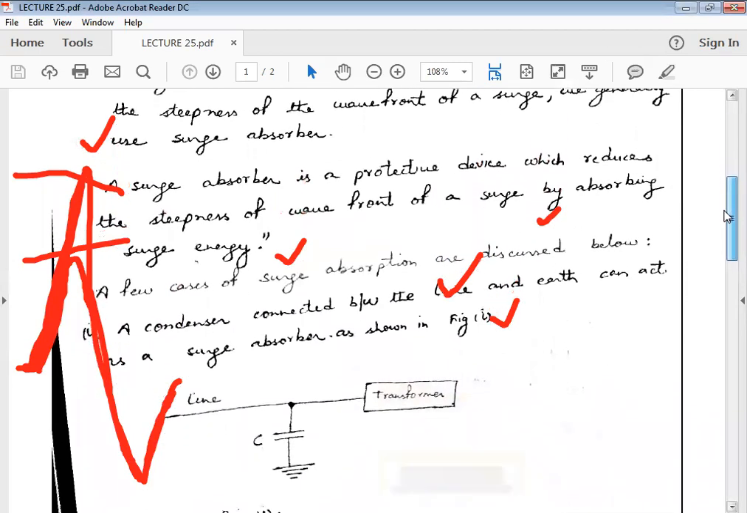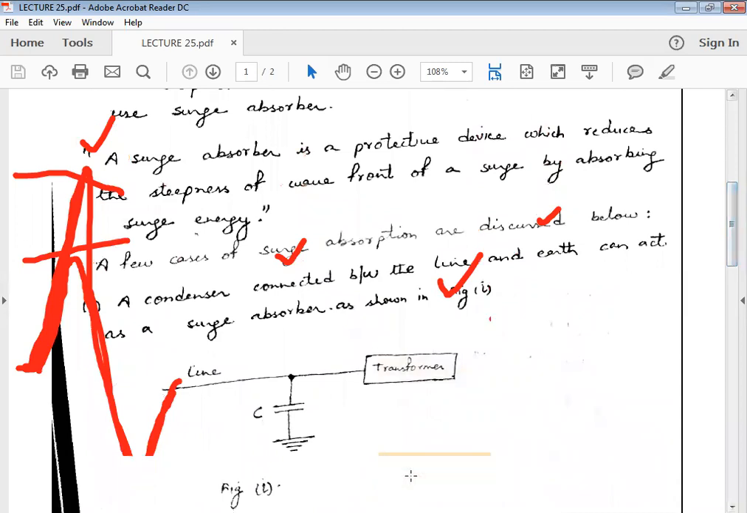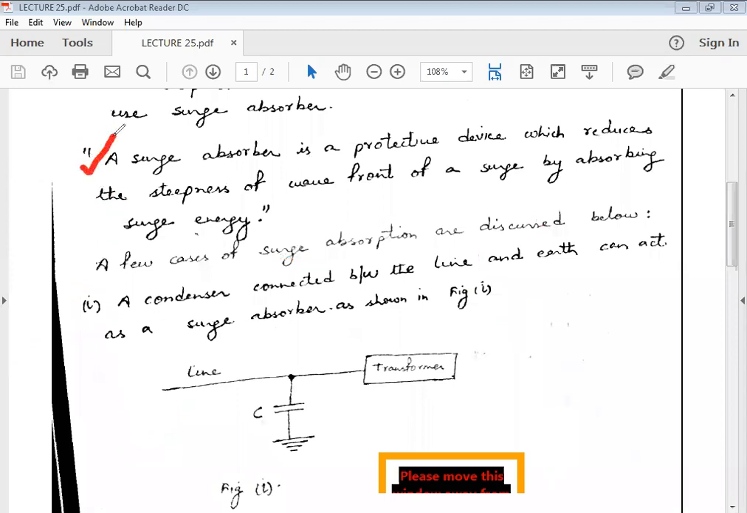A surge absorber is a protective device which reduces the steepness of the wavefront of the surge by absorbing the surge energy, whereas a lightning arrester or surge diverter diverts the surges to the ground. A few cases of surge absorption are discussed below. The first case is a condenser connected between the line and the earth.